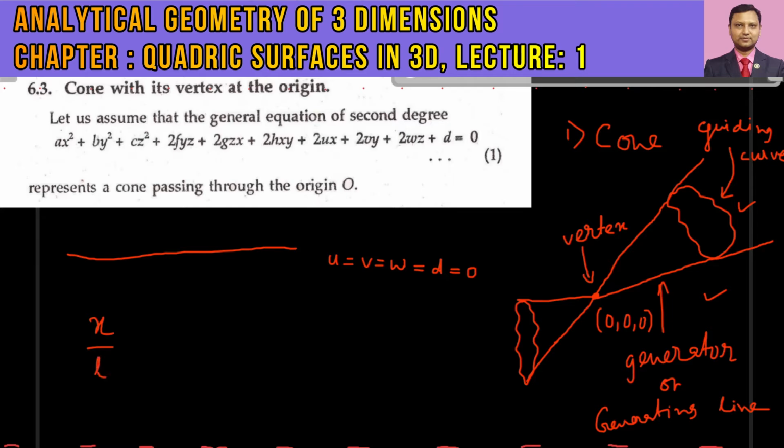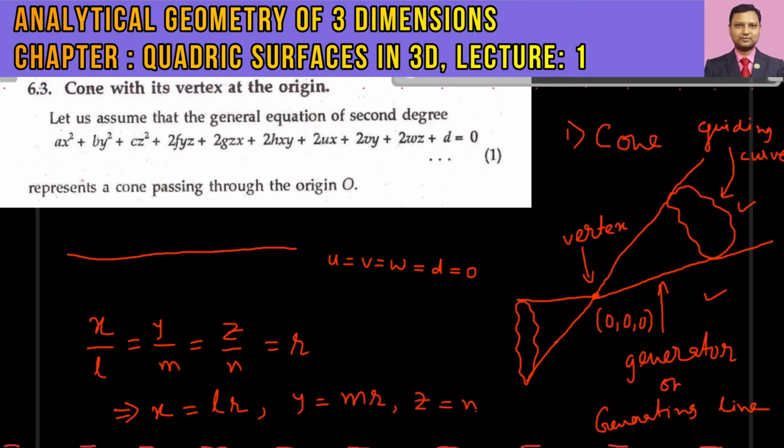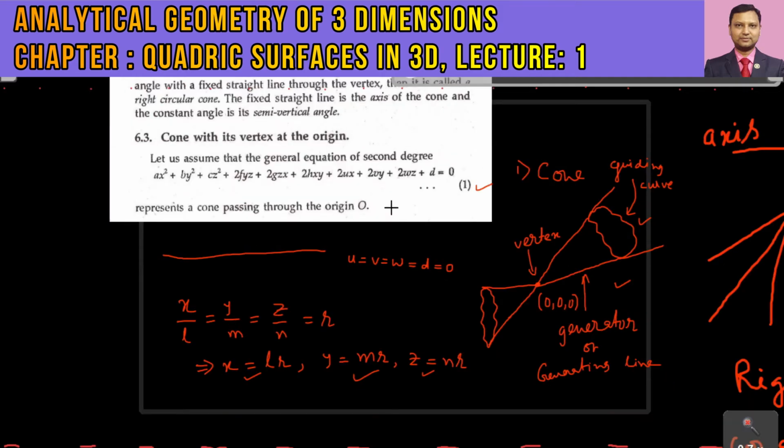Okay, x by l is equal to y by m, which is equal to, say, z by n. Let us write it as r, so that we can say x is equal to l into r, y is equal to m into r, and z is equal to n into r. Now if we put these expressions of x, y and z in equation number 1, then we shall get expressions of this type.